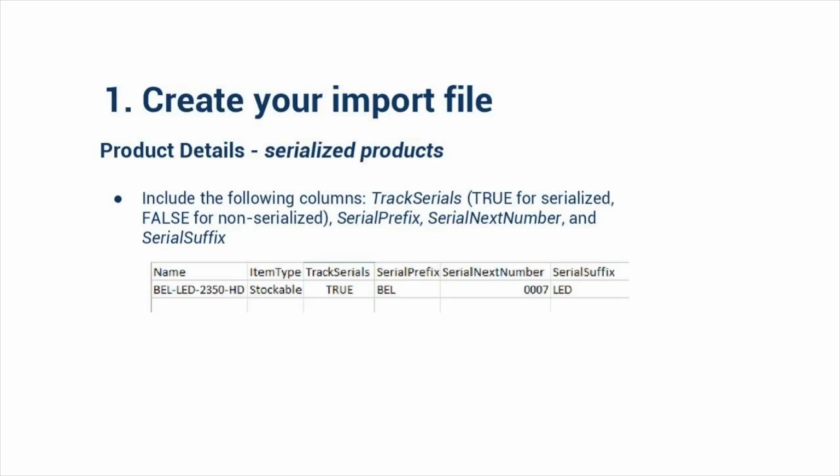So we did talk about a product details import file. There are many columns that you can actually import, but again, the only required one is the name field. If you are tracking serials, your item type will be set to stockable, but the way that you tell inFlow that you are importing a serialized product is by including an additional column called track serials. In this case, you're going to mark any item that is serialized with true and any non-serialized products with false. And then there are some additional columns that you can include that are serial specific: serial prefix, serial next number, and serial suffix. If you are ever in doubt when you are importing serialized products, check out our support knowledge base. It will go through those steps there.